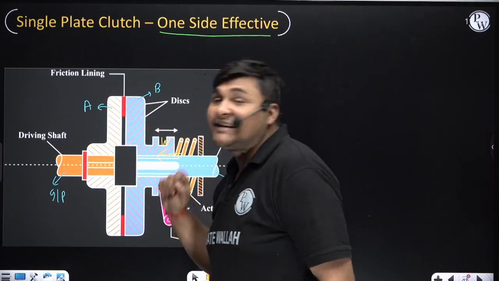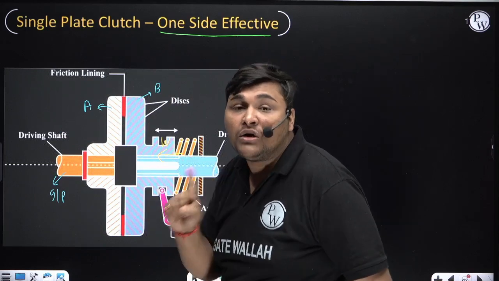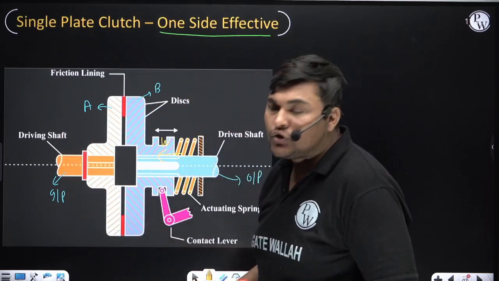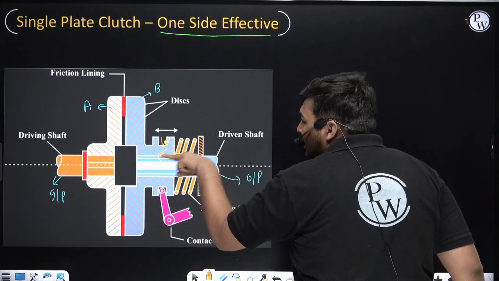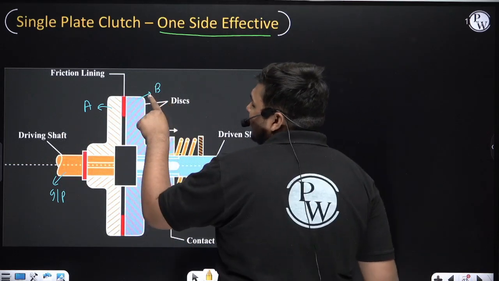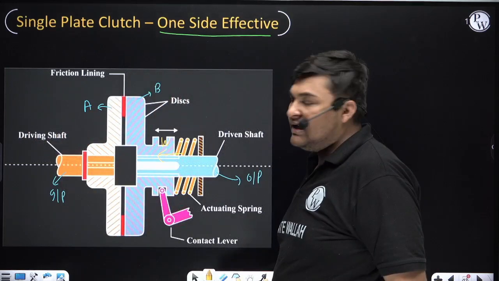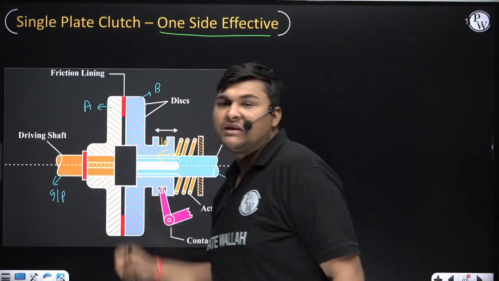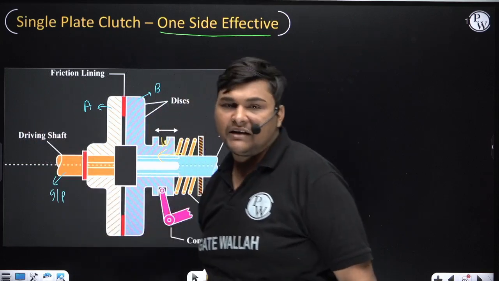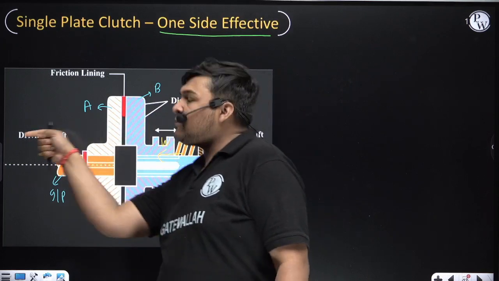But this plate A is mounted on the driving shaft, and the driving shaft is not a splined shaft. Means, can I say this plate A cannot move in this direction? So what will happen when, with force W, this clutch plate B is trying to move in this direction? The motion of clutch plate B is restricted by plate A, because plate A cannot move in this direction. W is trying to move clutch plate B in this direction, and ultimately clutch plate B is trying to move plate A in this direction. But since plate A is mounted on the driving shaft, it cannot move in this direction.